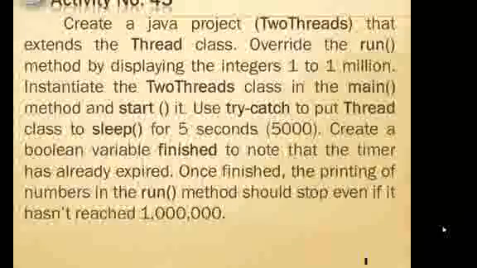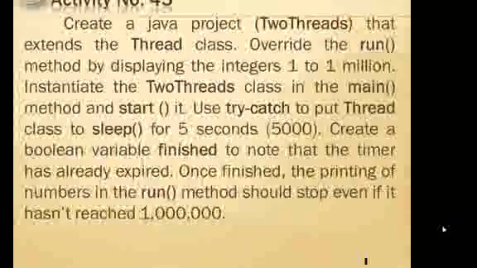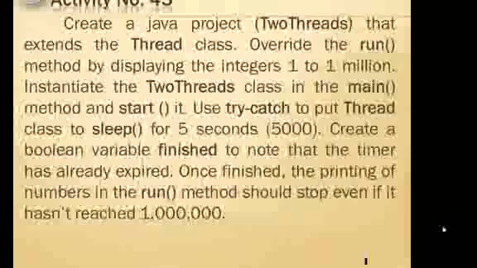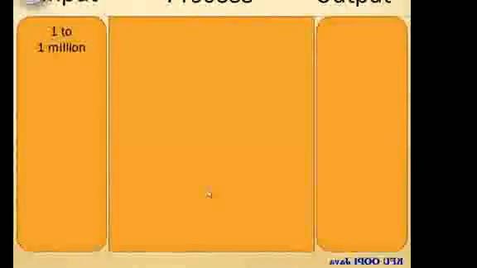This means that the first thread in this project counts and prints the numbers from 1 to 1 million, while the other thread counts or sleeps for 5 seconds and then stops or wakes up. After it wakes up, the first thread should stop as well, even if it hasn't reached 1 million yet. We will consider our input as the numbers 1 to 1 million. Our output will be the numbers that can be printed for 5 seconds.